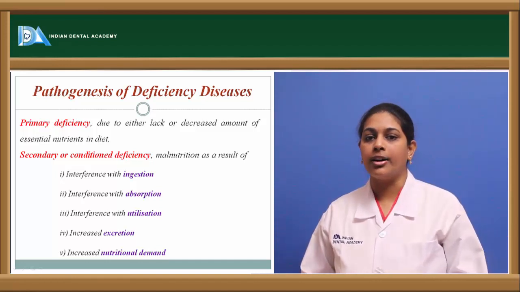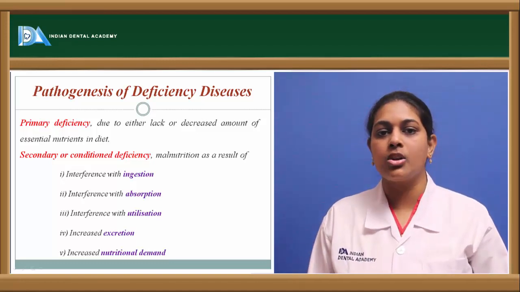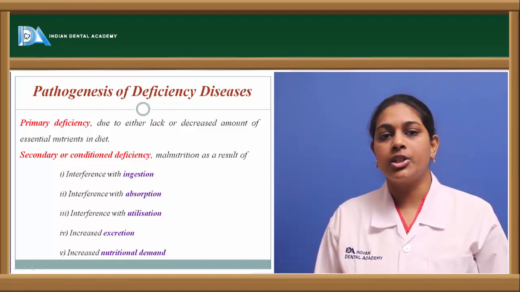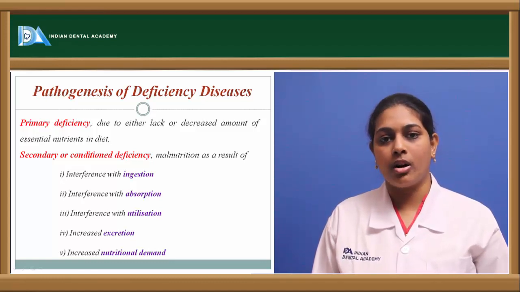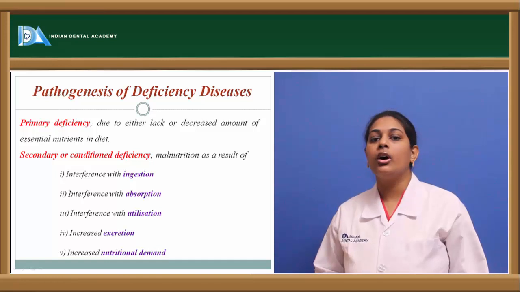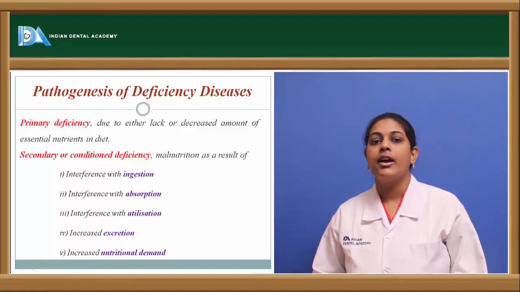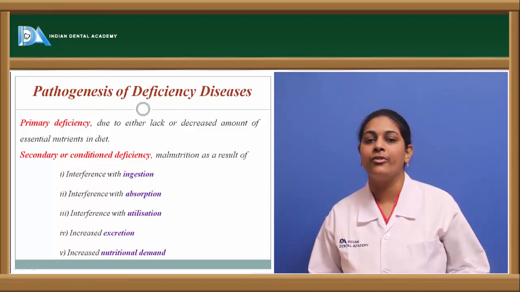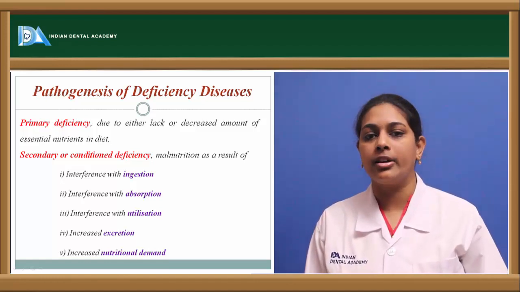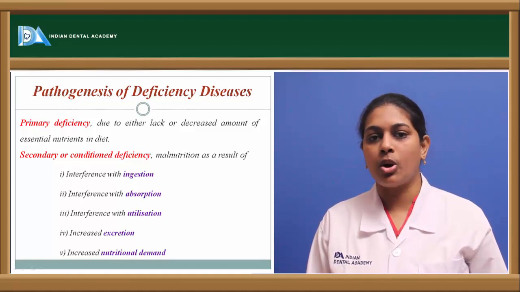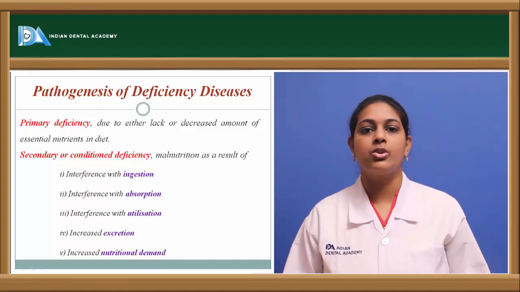Whereas in secondary or condition deficiency, we see that it's not because of the lack of the essential nutrients in the diet, but rather it is because of certain conditions which cause disturbances in the nutrient intake or absorption or transport or excretion. So it is majorly because of malnutrition, and this malnutrition usually occurs in case of interference with ingestion, such as patients who are allergic to certain nutrients cannot take those nutrients, and because of that it might lead to a secondary deficiency.